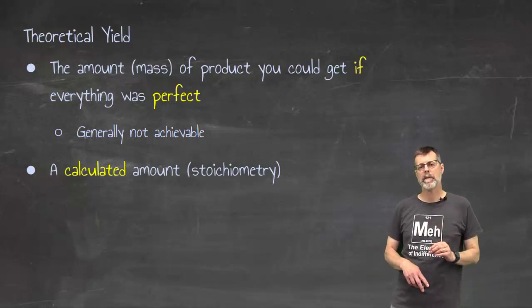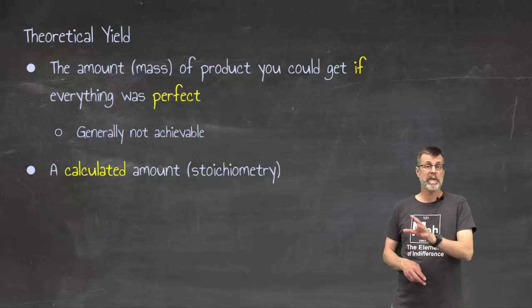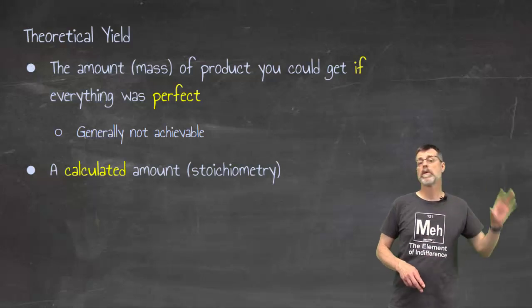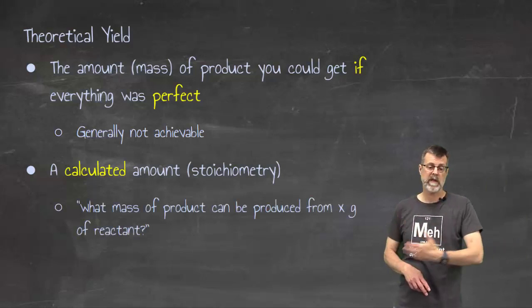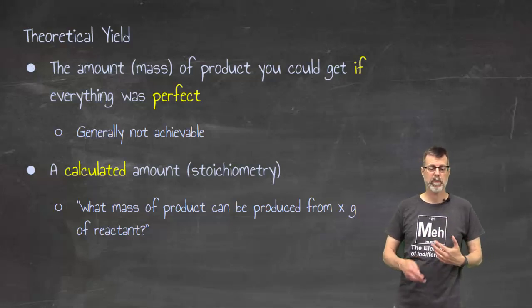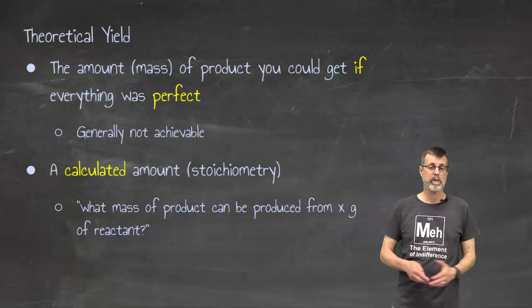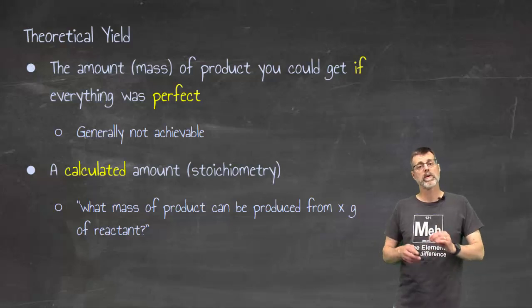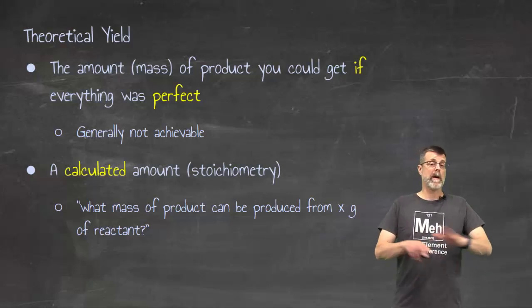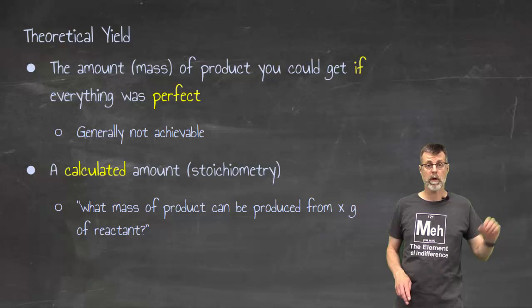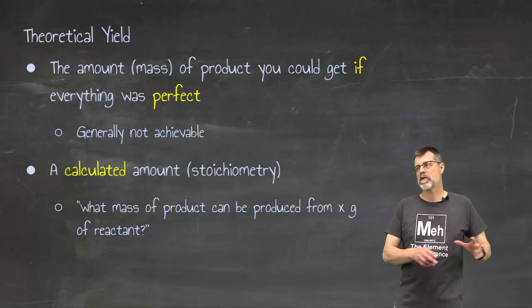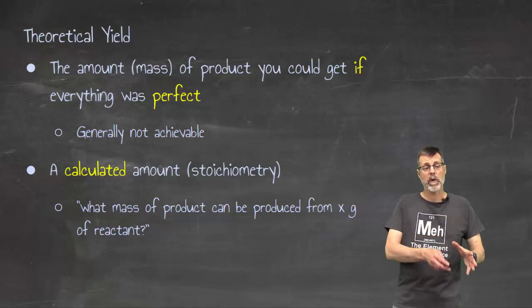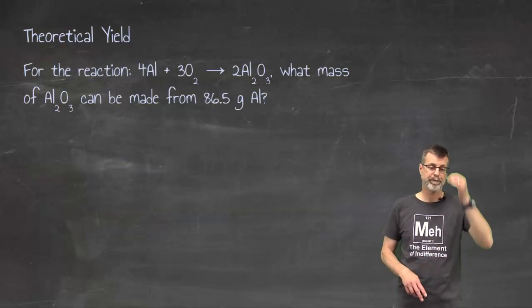It's a calculated amount. All right, how much you could get is going to be a calculation, which means it's going to be stoichiometry, which we already know how to do. And the question is going to look very similar to this, where what mass of product can I get if I'm using this much reactant? And it's always going to look like that. Now, stoichiometry in general is always how much of one for this much of the other, and it doesn't really matter. But theoretical yield is just a stoichiometry question where how much product from this much reactant.